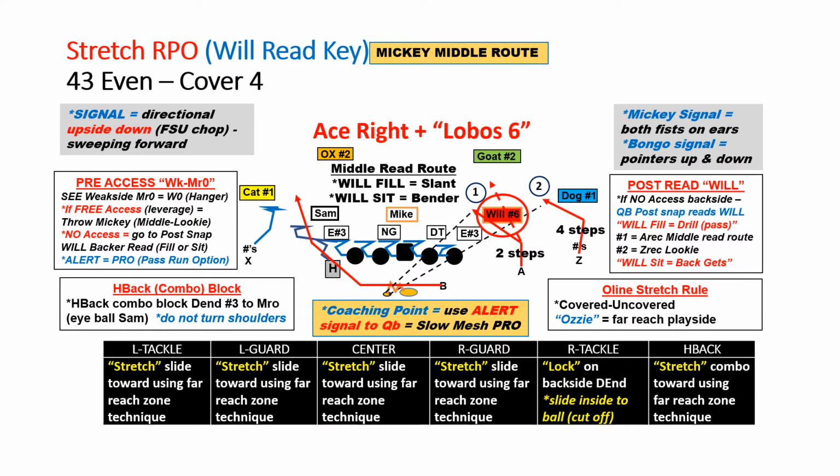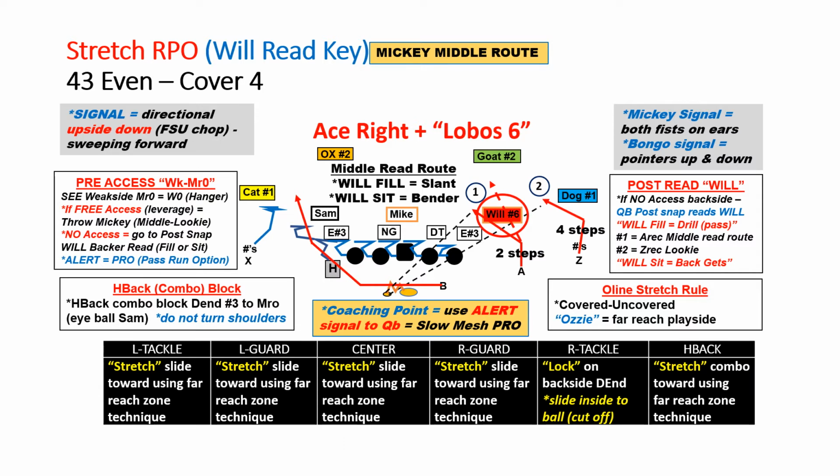All right, here's the first look against a 4-3 even front cover 4. You can see simple here, the mic is in the middle, so the will is going to be the first backer to the back side. That's where we're going to run our Mickey middle route. The A receiver is simply going to read that will backer. If he fills, he'll do a 2-step slant and replace him. If he sits, then he does a bender read, and since there's 2 high safeties here, he would bend to the middle, get him vertical.